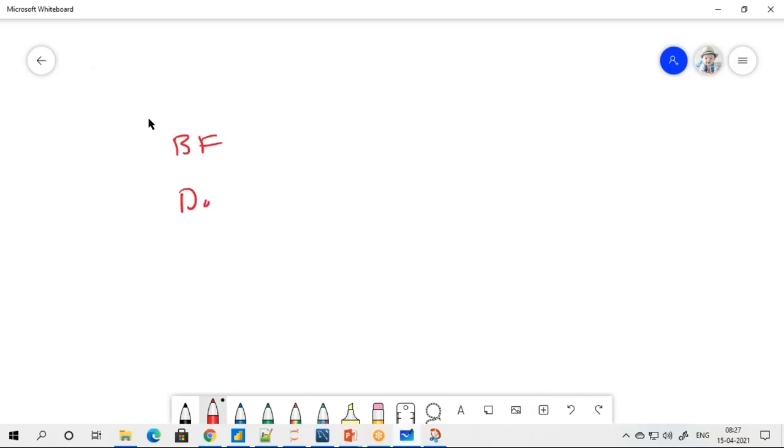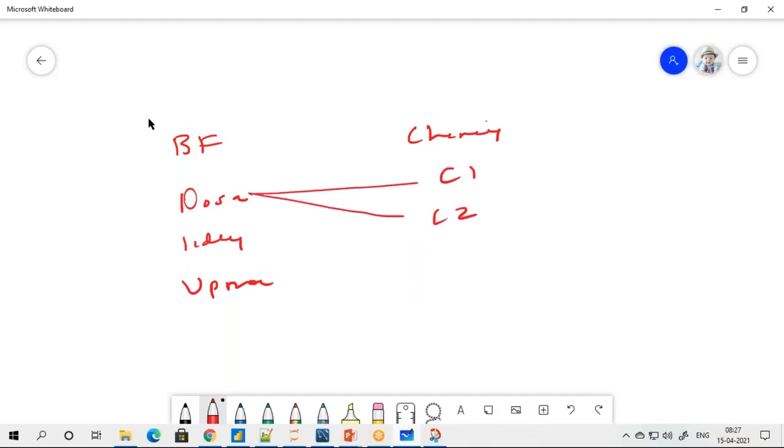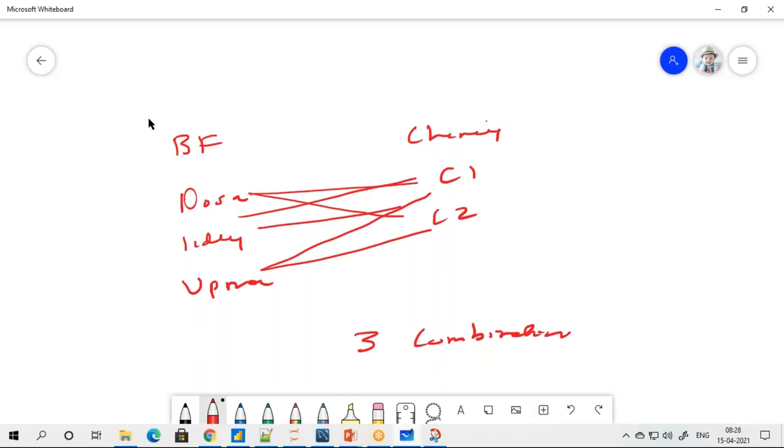Okay. So you're telling dosa, idli, upma, and then chutney 1, chutney 2. So it's a combination of these two. What combinations can you have? You can have 6 combinations. You can have dosa with chutney 2, idli with chutney 1, upma with chutney 2. 6 combinations you can have.